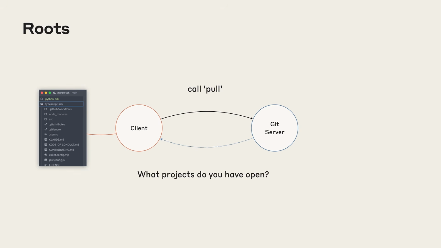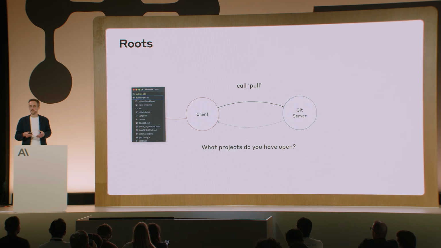And so roots is a way for the server to inquire from the client, such as VS Code, for example, what are the projects you have open, so that I can operate within only those directories that the client has open, and I know where I want to execute my Git commands. And this, again, is a feature that's not that widely used, but for example, VS Code currently does support this.